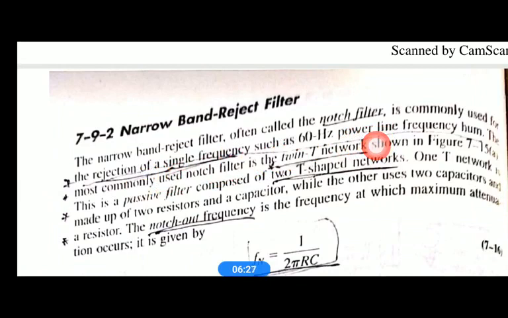Notch means there is high rejection at a particular frequency. For example, rejection of a signal frequency such as the 60 Hertz power line frequency hum, right? So the 60 hertz power line frequency hum we can reject here. This is what we use in communication.